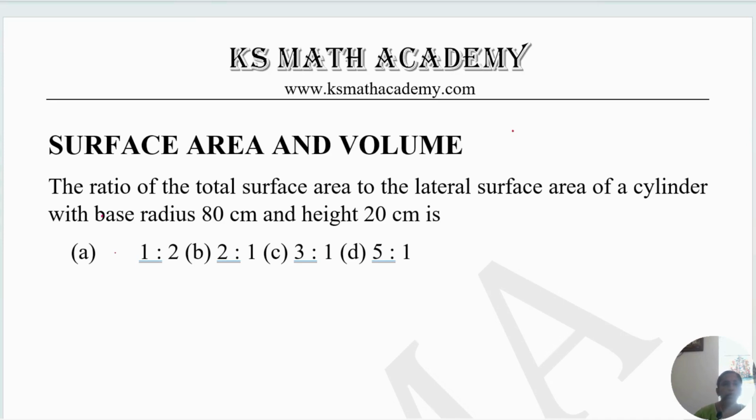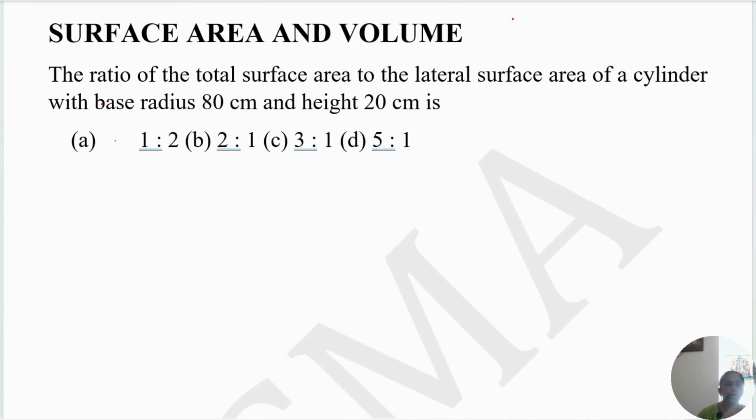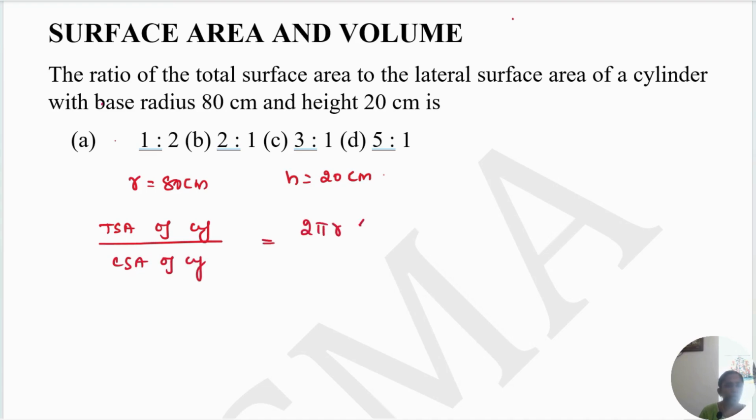Look at the first question. The ratio of the total surface area to the lateral surface area of the cylinder with the base radius 8 centimeter and height equal to 20 centimeter is. So here we are given the radius 8 centimeter and height 20 centimeter. We are asked to calculate the ratio of TSA of cylinder to CSA of cylinder. So the formula is 2 pi r into h plus r, and for CSA it is 2 pi r h.